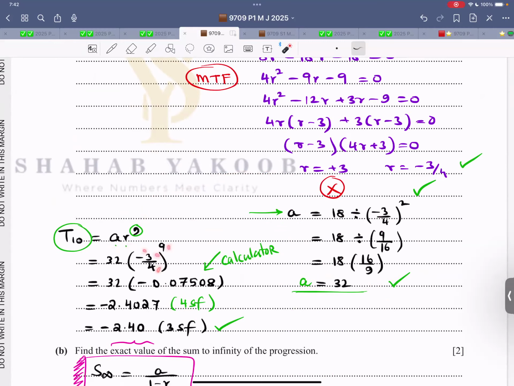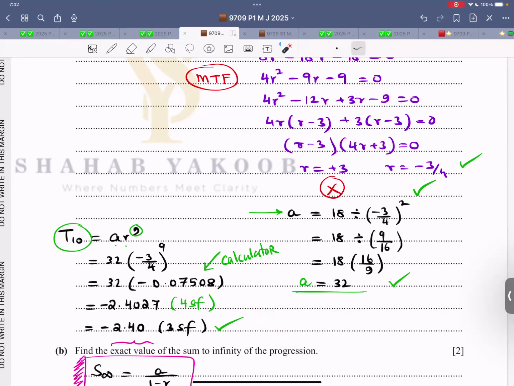Negative 3/4 raised to power of 9. You can work in decimals because they're asking in decimals. Otherwise, I would have worked in exact form. So now over here, how many significant figures? Now remember, these zeros are insignificant. You should know your O levels. You should know your IGCSE basic maths.